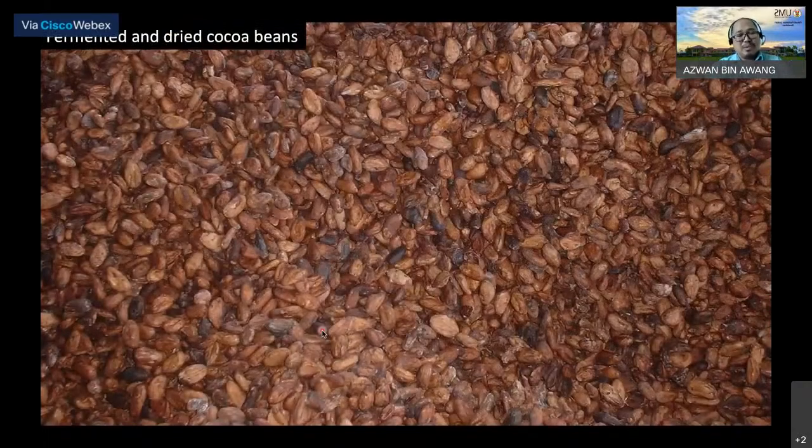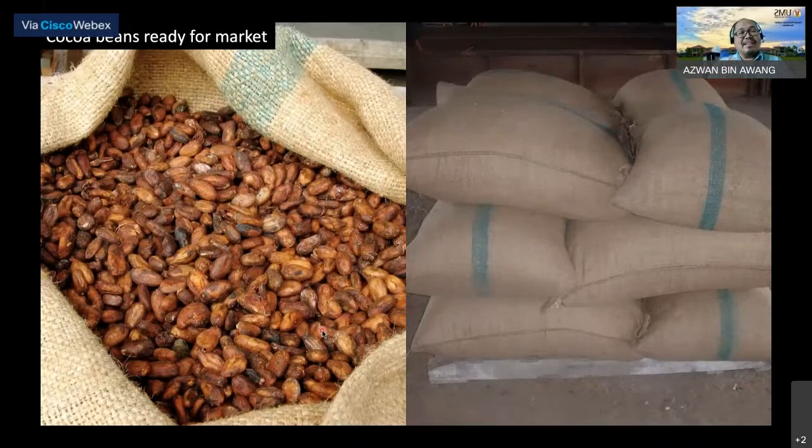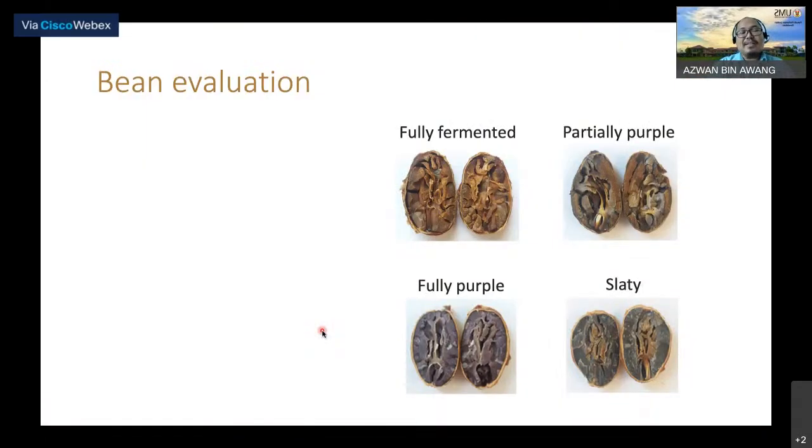All right. So here you are, fermented and dry cocoa beans, right? And it's cocoa beans ready for market. Looks very nice, and they are usually packed in 25 kilogram gunny sacks and ready to be marketed.